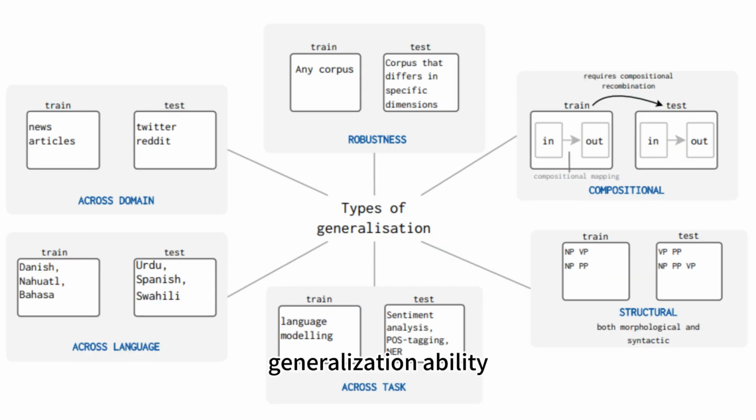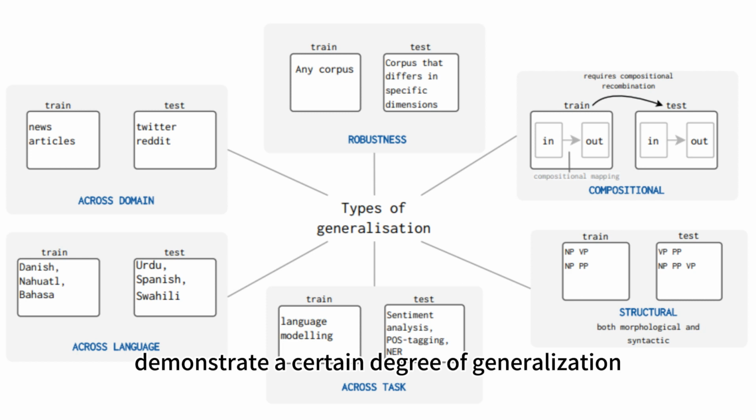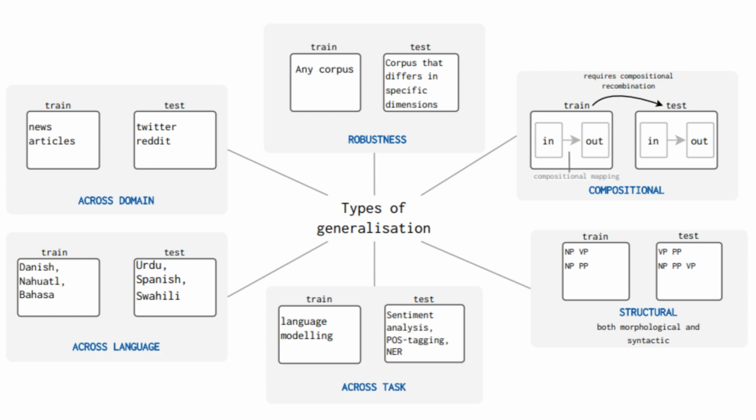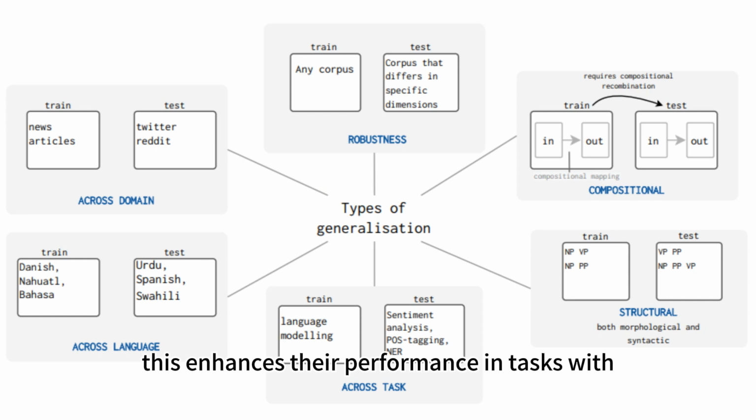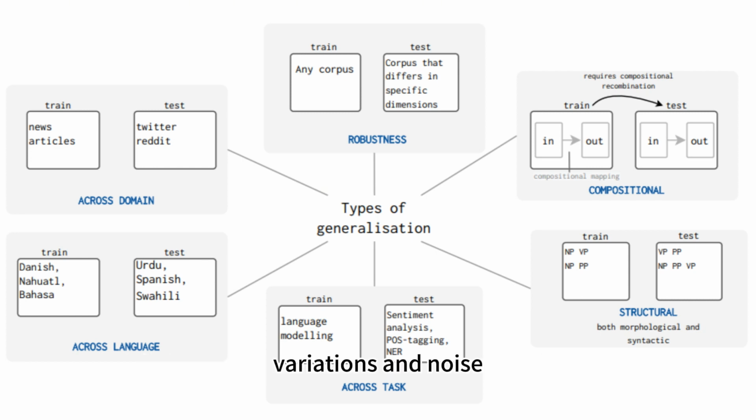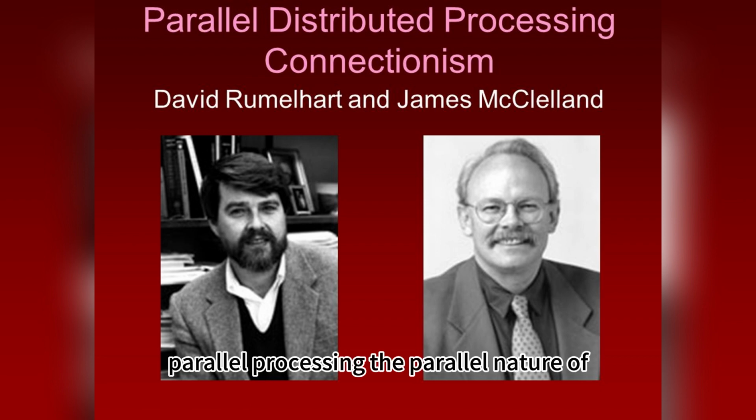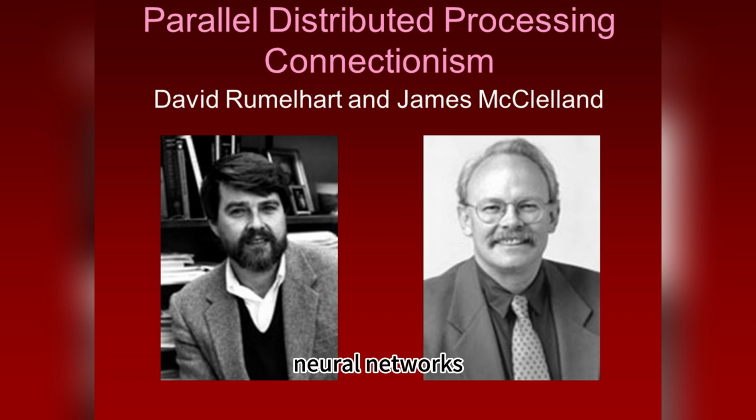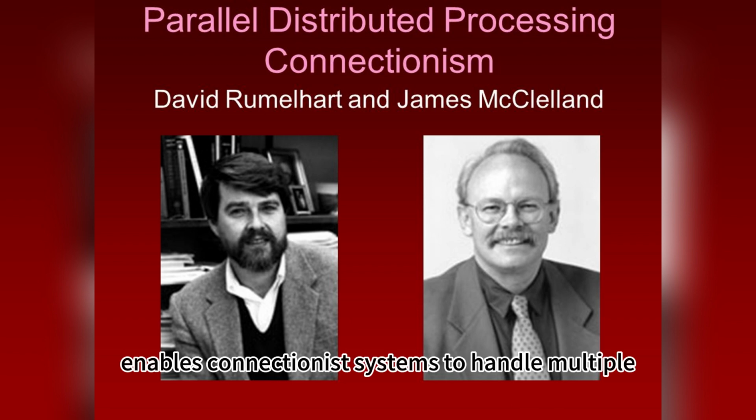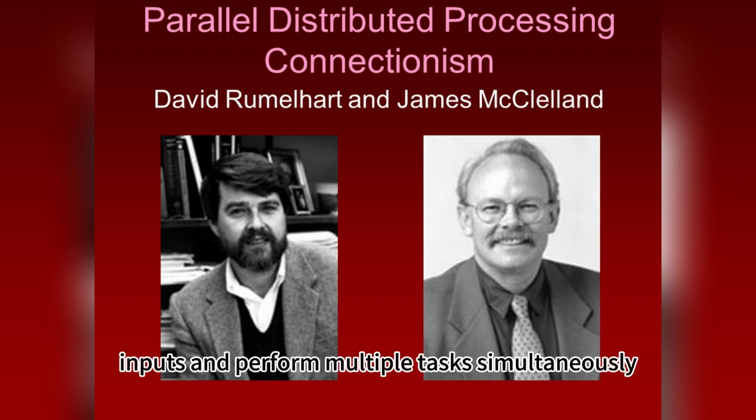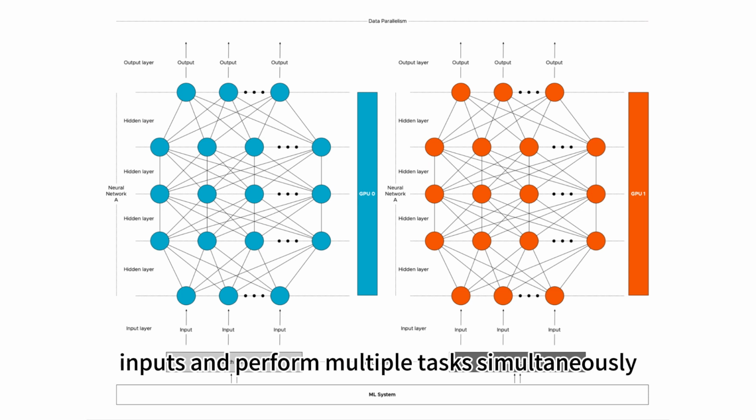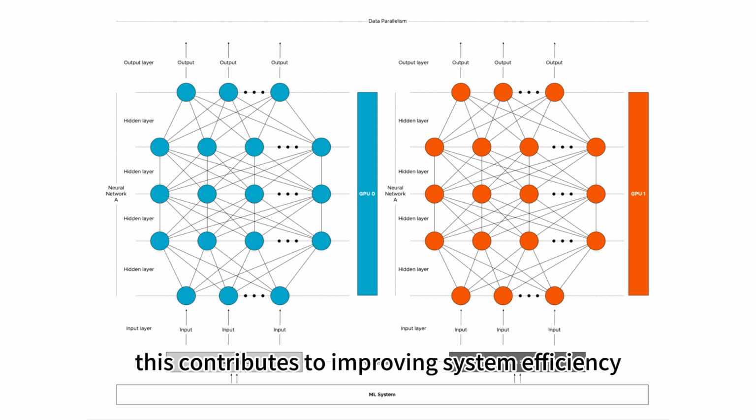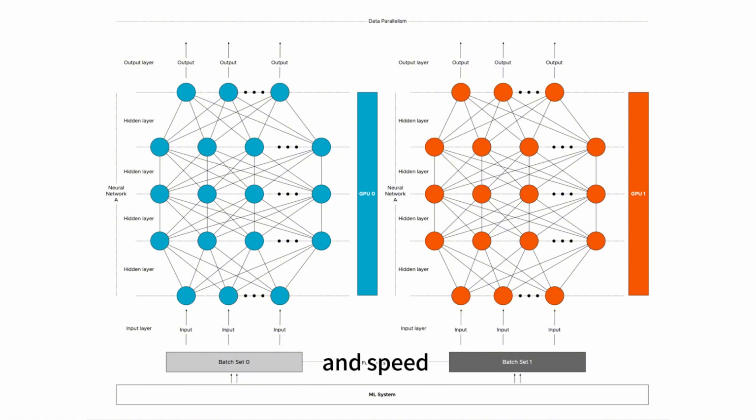3. Generalization ability. Connectionist models demonstrate a certain degree of generalization ability during the training process, allowing them to generalize to unseen data. This enhances their performance in tasks with variations and noise. 4. Parallel processing. The parallel nature of neural networks enables connectionist systems to handle multiple inputs and perform multiple tasks simultaneously. This contributes to improving system efficiency and speed.